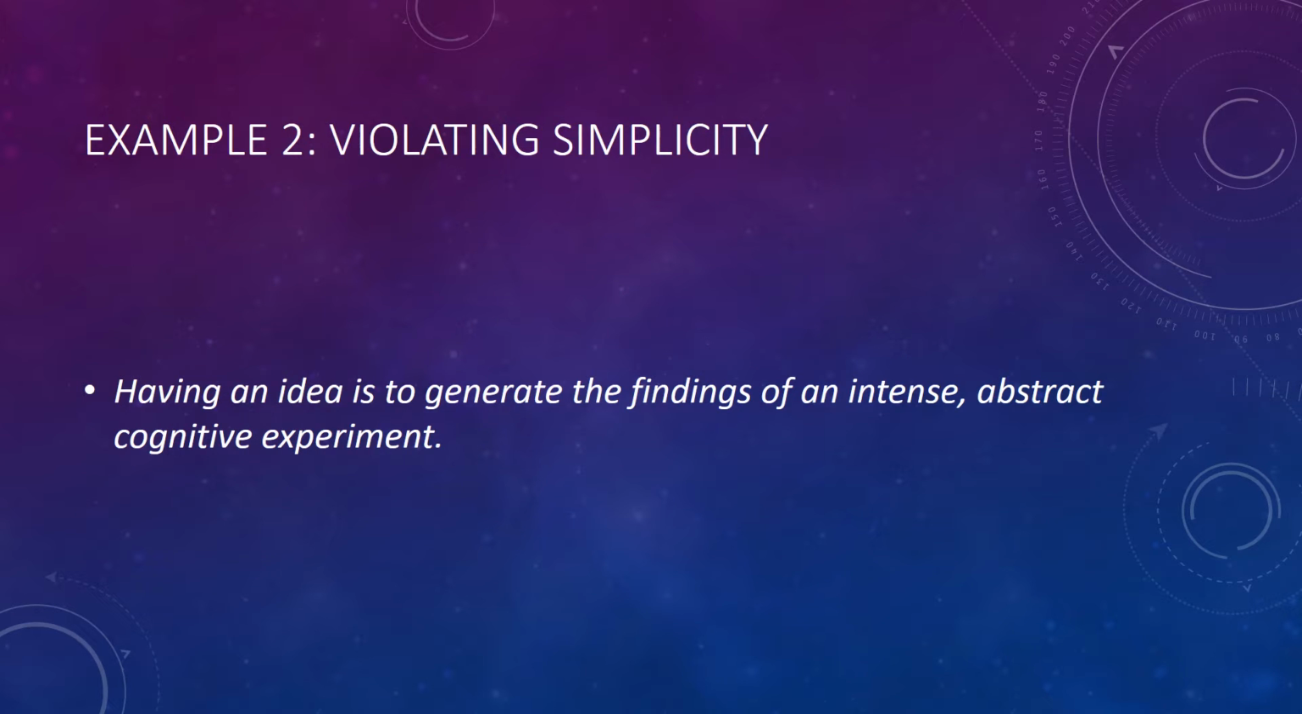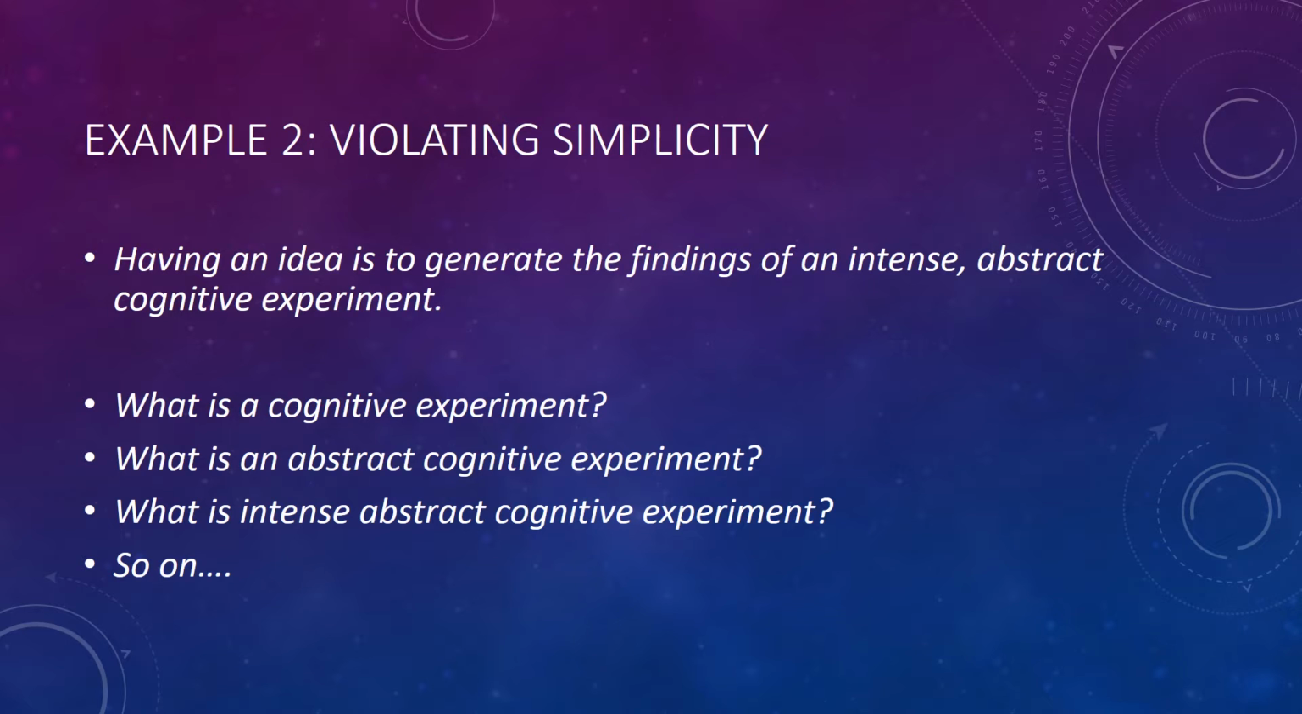Example 2. Violating the simplicity. We are given the definition of an idea as follows. Having an idea is to generate the findings of an intense, abstract cognitive experiment. Now we can already notice that this definition of the idea is quite complex. We need to understand a cognitive experiment. Not only so, we need to contrast the abstract cognitive experiment from a concrete one. Afterwards, we must also comprehend the concept of an intense experiment of such kind.